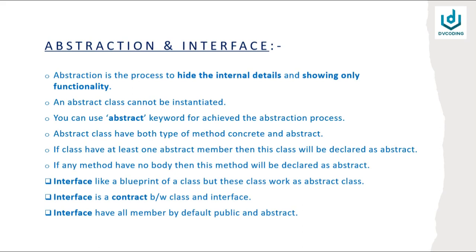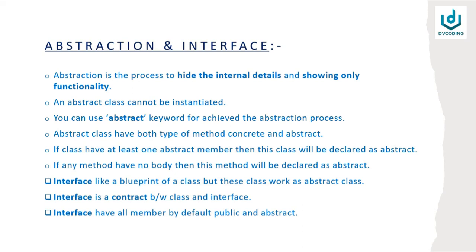Today I will discuss object-oriented programming part 3: abstraction and interfaces. Abstraction is the process of hiding the internal details and showing only the functionality. An abstract class cannot be instantiated, which means the object of an abstract class cannot be created. You can use the abstract keyword to achieve abstraction.